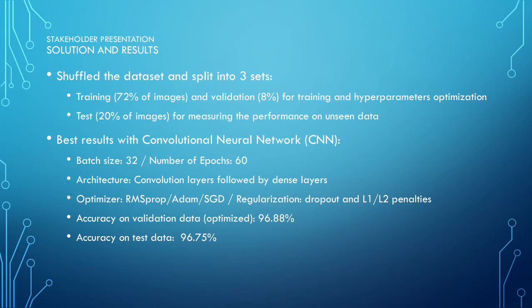The neural network is as follows: a batch size of 32 with a number of epochs of 60, architecture convolution layers followed by dense layers. In terms of optimizer, we used RMSprop, then Adam, then SGD, and the regularization was dropout as well as L1 and L2 penalties. Accuracy on validation data was 96.88% and on test data 96.75%.